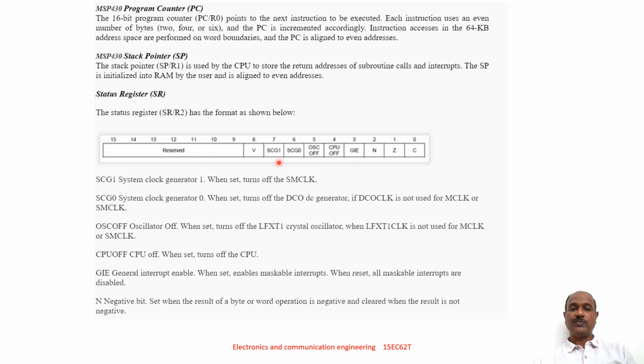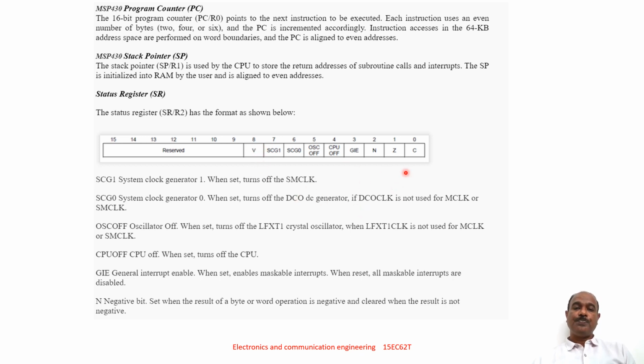So that is about these 4 bits: system clock generator 1, system clock generator 0, oscillator off, and CPU off. Then the remaining 4 bits: V, the overflow flag; N, the negative flag; Z, the zero flag; and C, the carry bit. The overflow flag is used whenever we are dealing with signed numbers in MSP430. When the value of the signed number cannot be placed in a single register, this bit is set to indicate that there is an overflow of the signed number.